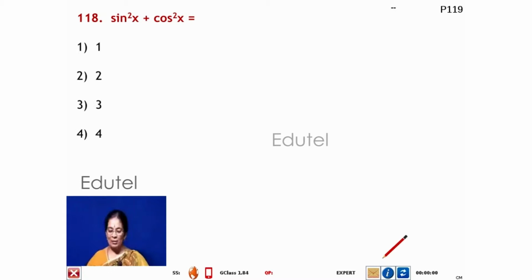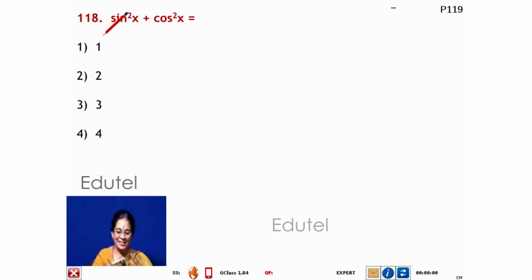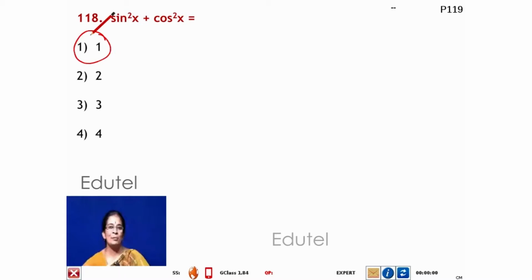So the first problem is sine square x plus cos square x is equal to. This is the direct formula. Sine square x plus cos square x is a trigonometric identity and it will be equal to 1. So you will go with the first option.